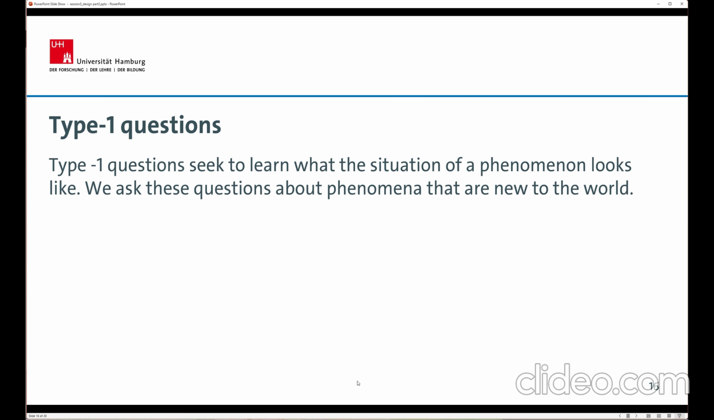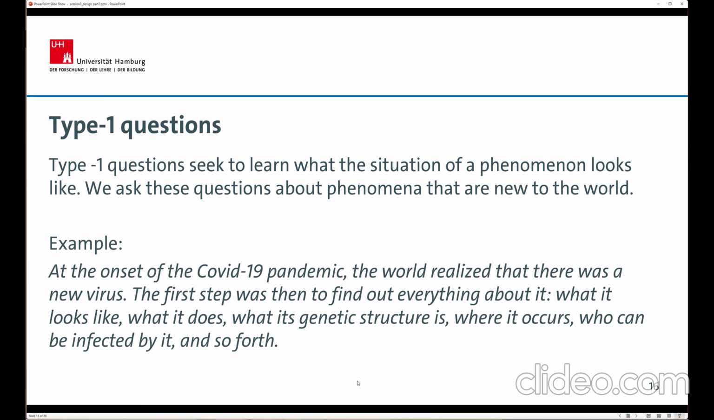So type 1 questions try to learn about what the situation of a phenomenon looks like. We often ask these questions about phenomena that are emergent, so that are new to the world. To give you one example, when the COVID pandemic broke out, we realized that there was a new virus, and our first step was to understand as much as possible about it. What does it look like? What is its genetic structure? What does it do?